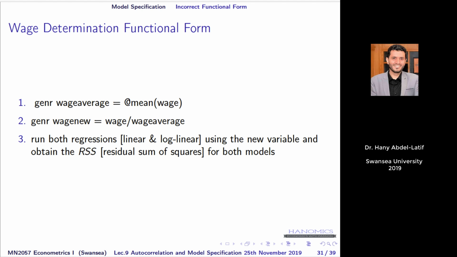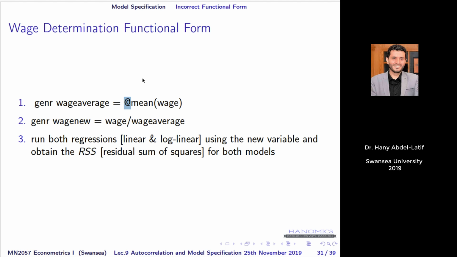To create a new variable, you generate wage new, and this is wage divided by wage average. And to create wage average, you generate wage average equal at mean wage, so that will average the wage. Then we run both regressions, the linear and the log-linear, using the new variable, and we obtain the residual sum of squares from both models.